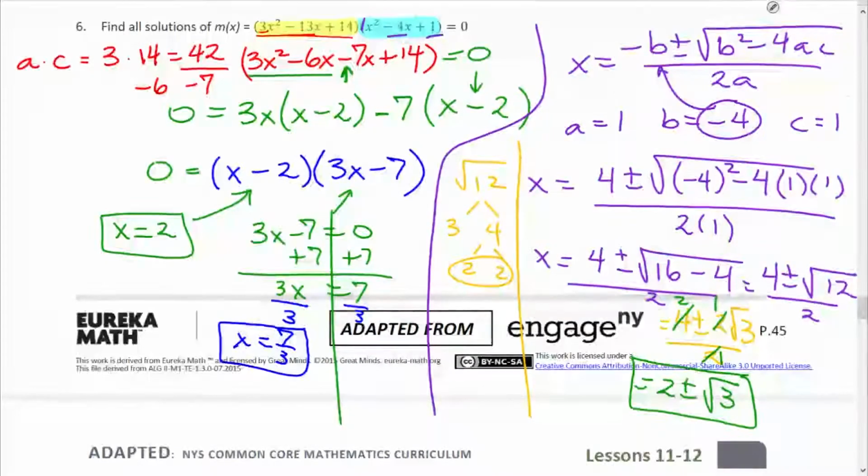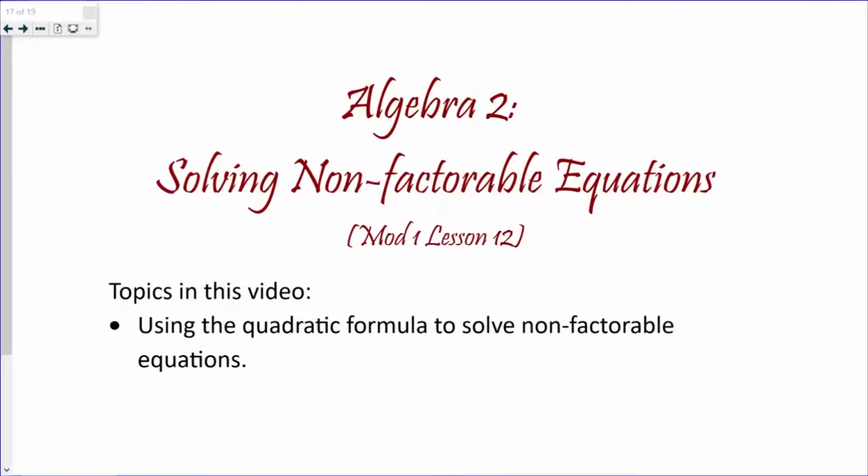The point of this video is that the blue piece was not factorable, but I can still find the solution using the quadratic formula. This video was about solving non-factorable equations using the quadratic formula. Thank you so much for watching.